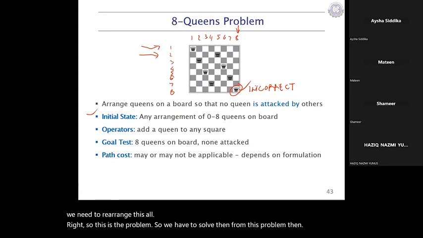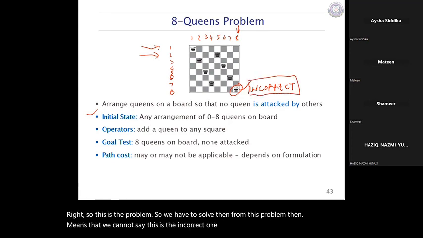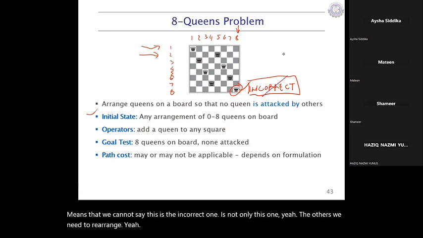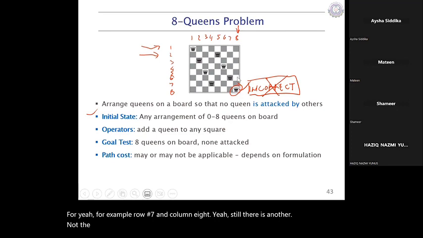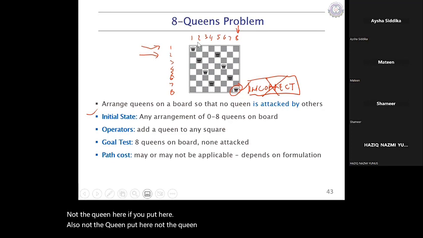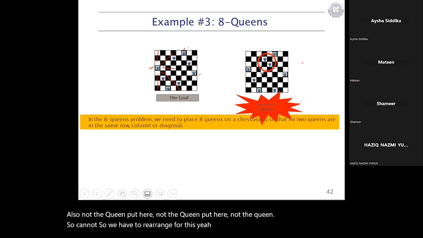It means that we cannot say the incorrect one is only this one. The others we need to rearrange. If this were the only incorrect one, we could move it, but it is not. So we have to rearrange these positions. For example, row number 7 and column 8, there is still another queen here. If we put it here, another queen. Here, another queen. So cannot. We have to rearrange. So this is the goal.